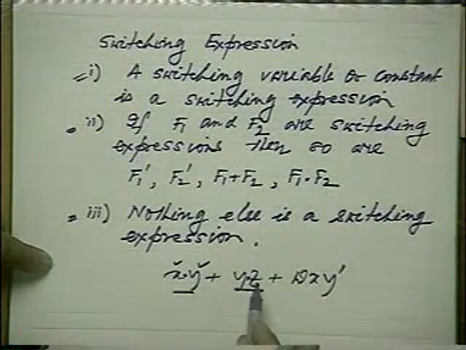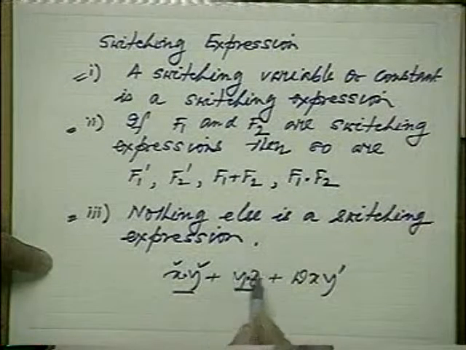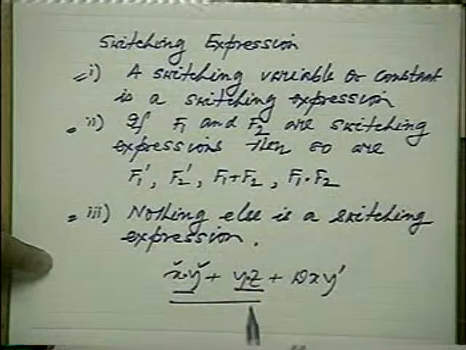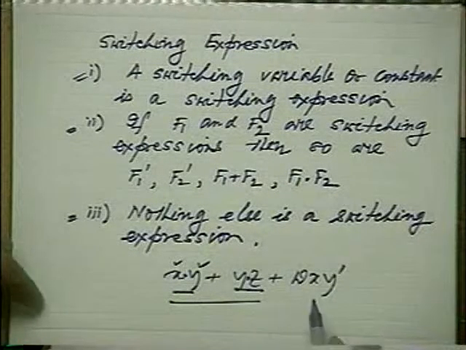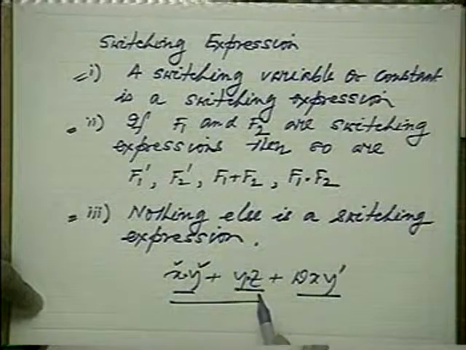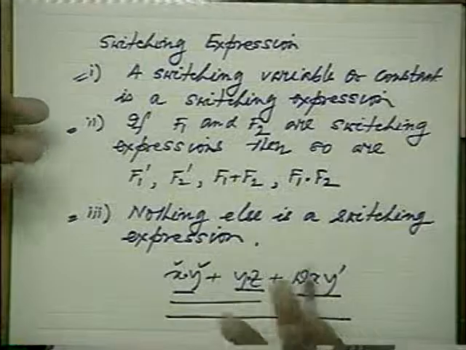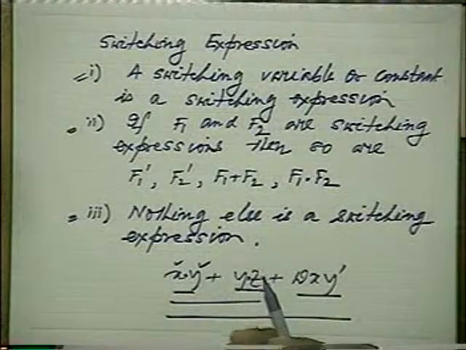Okay, y dot z is a switching expression. If this is a switching expression and this is a switching expression, so is this a switching expression, right? Similarly, this is a switching expression, and so this entire thing is a switching expression. Therefore, you see that it follows a recursive definition of a switching expression, right?